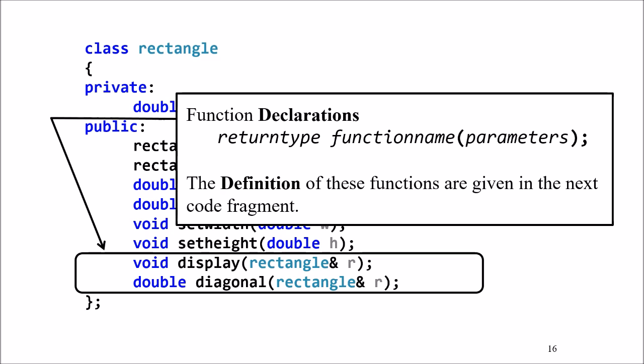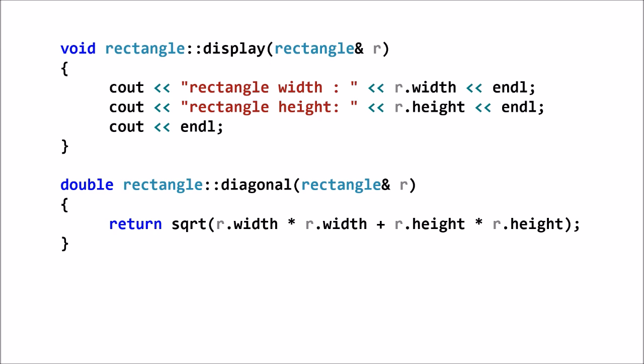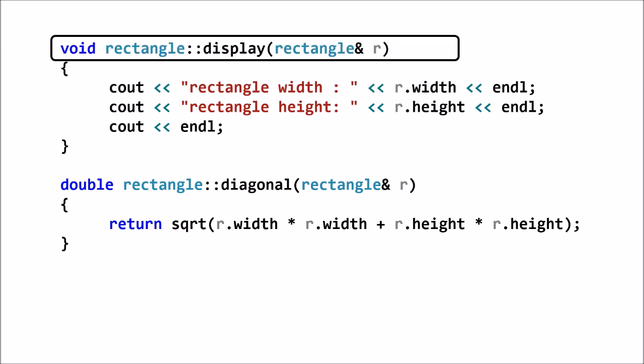This object doesn't have a single value, so it's not clear to me that you could actually pass the object by value, but you certainly may pass the object by reference. Here are the two function definitions. The first has a return type void. It does not return a value to the function call.